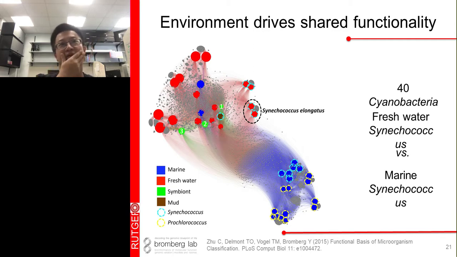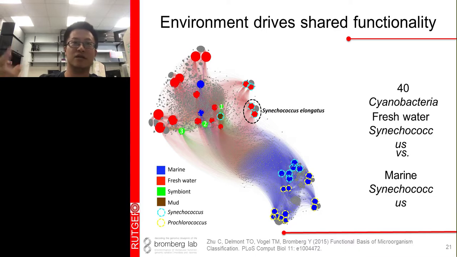Here I'll give you another example showing how function is affected by the environment. This is a network of 40 cyanobacteria, and I want you to focus on the nodes with the cyan ring. Those are the Synechococcus, which is a genus of cyanobacteria. You can see that those marine Synechococcus are functionally very different from the freshwater Synechococcus, and they are functionally very similar to another marine cyanobacterium, Prochlorococcus.